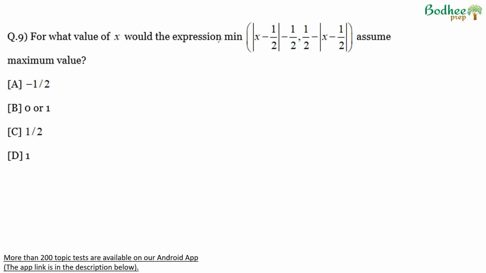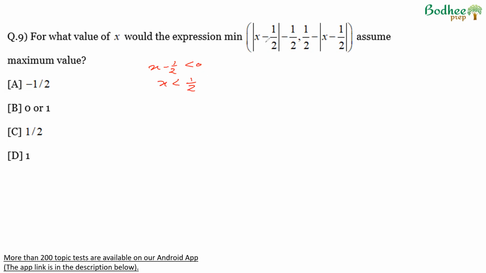For what value of x would the expression, minimum of mod of x minus half, and the second is half minus mod of x minus half, assume the maximum value? Okay. Now, since we have x minus half in the mod, we can say there are two cases. x minus half is less than 0, or x is less than half.